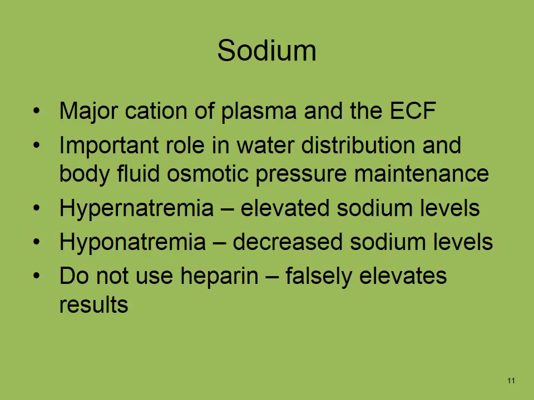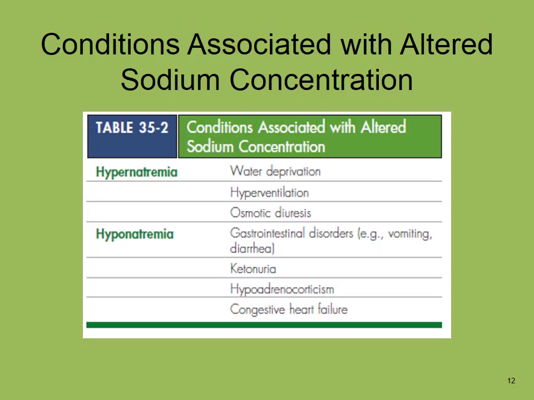Hypernatremia just means elevated sodium, and hyponatremia is decreased sodium. If you use heparin, you can get falsely elevated sodium results, just so you know. Some conditions associated with altered sodium concentration, you can see that here. Water deprivation is going to give you high sodium, hyperventilation, osmotic diuresis. Hyponatremia, when do we get low sodium? GI disorders primarily. And again, ketonuria, we're losing ketones. Addison's disease and congestive heart failure sometimes. So there you go.